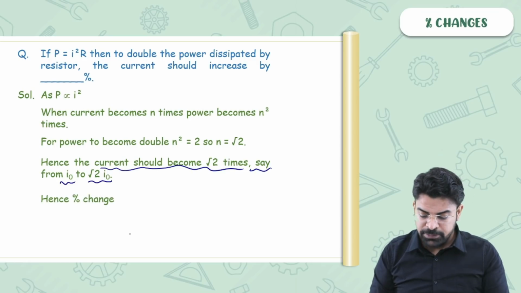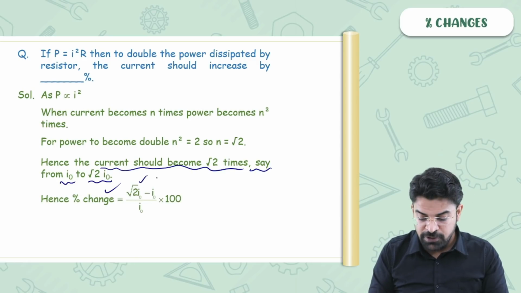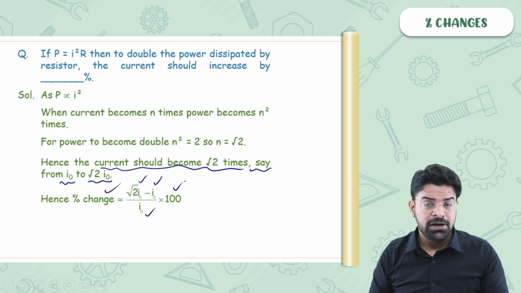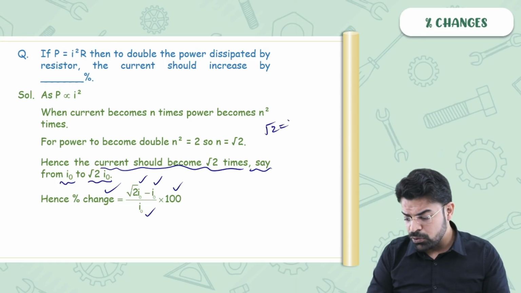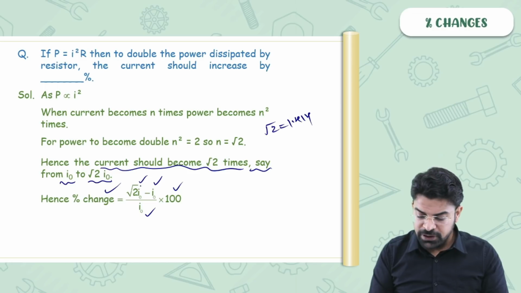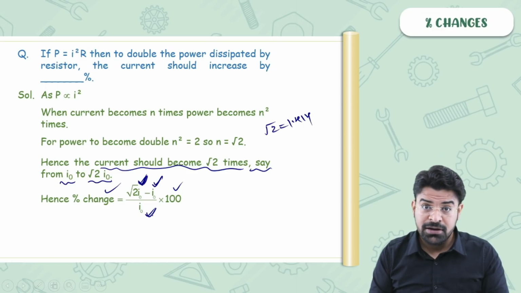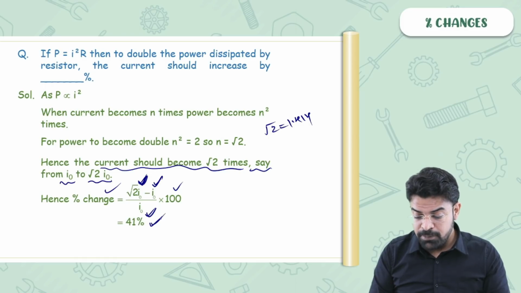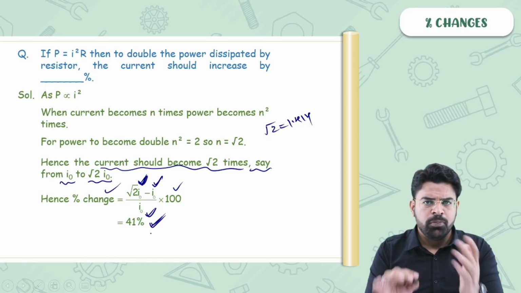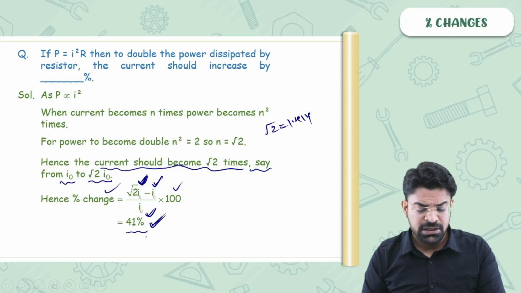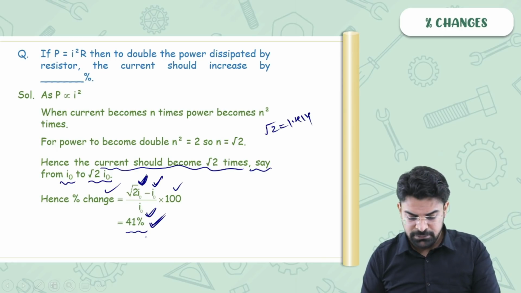So you will say the percentage change in current is equal to final minus initial upon initial into 100. You can write root 2 as 1.414. So what you get here is 1.414 I naught minus I naught by I naught into 100. That is nothing but 41% increase. Yeah, you can say 41.4% increase, but 41% increase nearly. That is the answer. Let's see the next question.